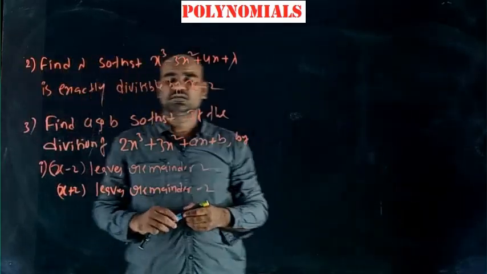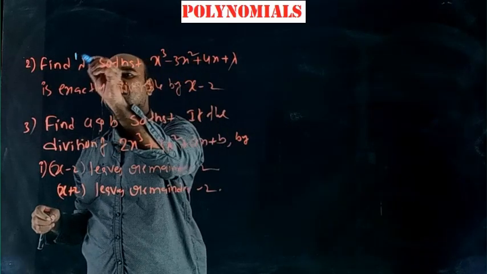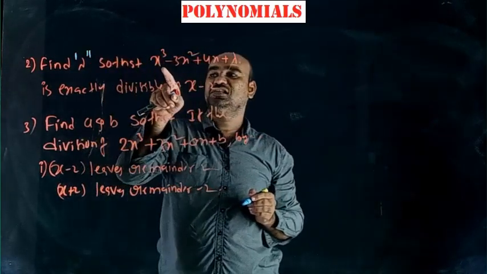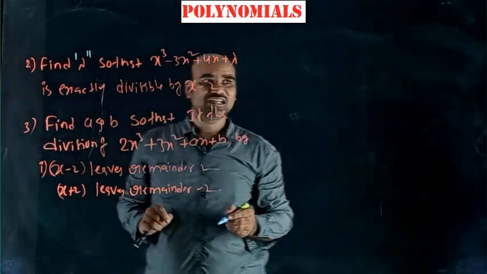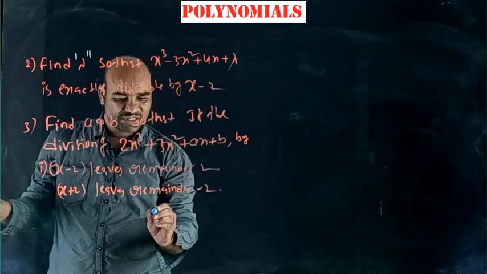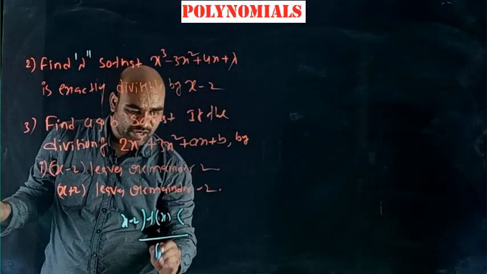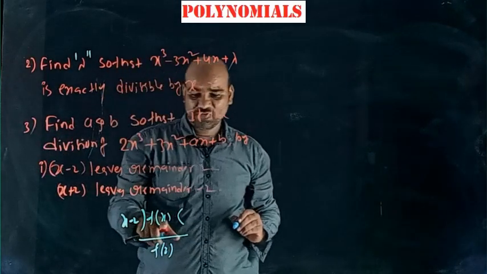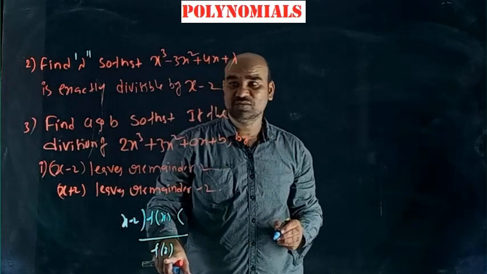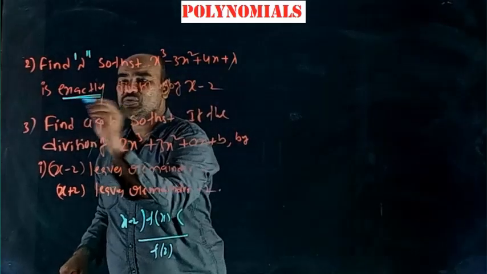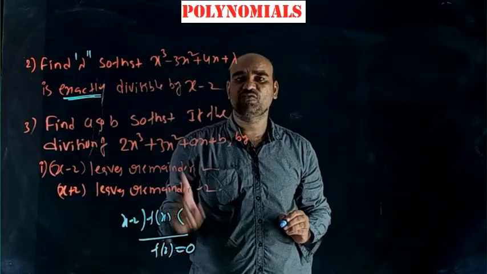Students, here are two more example problems. Find lambda so that this polynomial is exactly divisible by x minus 2. Exactly divisible by x minus 2 means, if f of x is divided by x minus 2, the actual remainder is f of 2 by the remainder theorem. But in this problem, exactly divisible means what? Remainder is 0. Remainder is 0 means, indirectly, given f of 2 equal to 0.